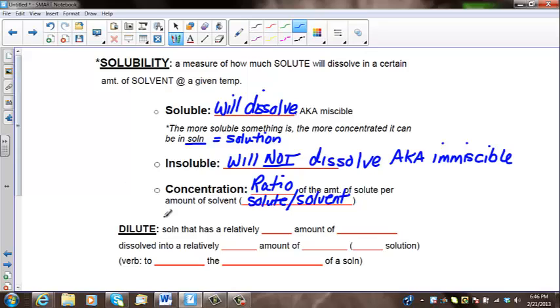Now let's talk about dilute. A dilute solution is one that has a relatively small amount of solute dissolved into a relatively large amount of solvent. And this is usually called a weak solution, aka dilute. So, or to weaken the concentration of a solution.